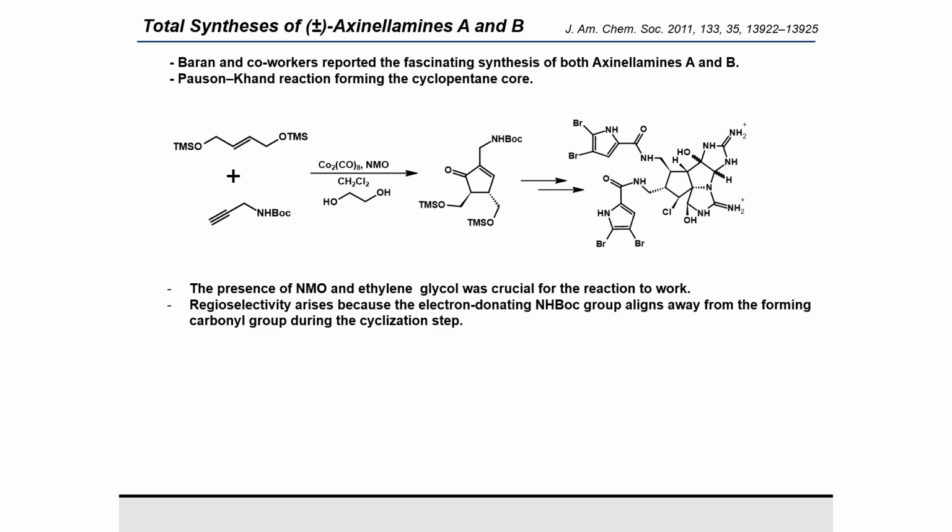Apparently, after extensive experimentation, ethylene glycol and NMO dramatically improved the performance of the reaction. This is indeed interesting because the PKR reaction of unactivated alkenes is usually rare. This discovery is interesting. Then this regioselectivity arises because the electron-donating NH-Boc group aligns away from the forming carbonyl group during the cyclization step.